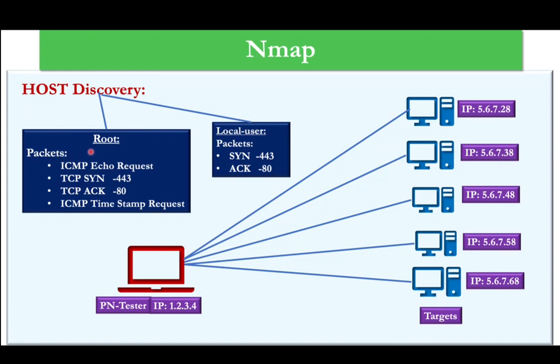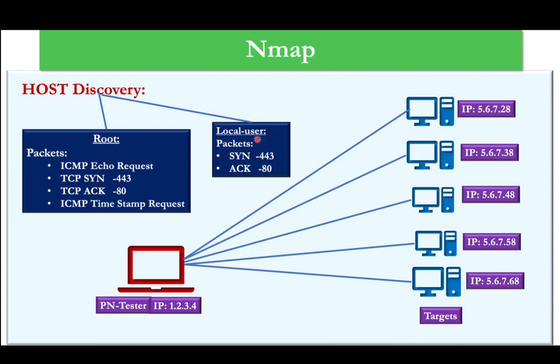So in root privileged mode, for the host discovery, the packets sent are ICMP echo request packets, and a TCP SYN packet, where the SYN control bit is set to 1, sent to port number 443, and a TCP ACK sent on port number 80, and an ICMP timestamp request. So these four packets are sent when the Nmap scan is done with root privilege.